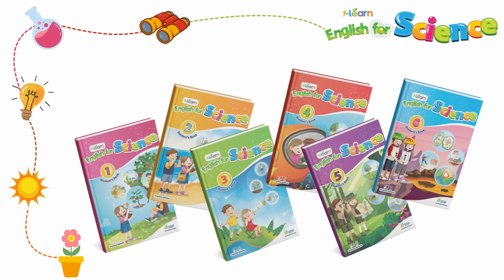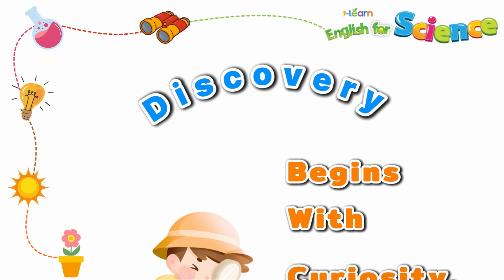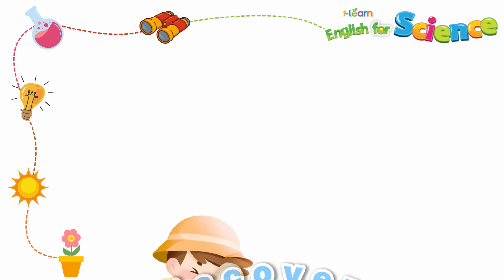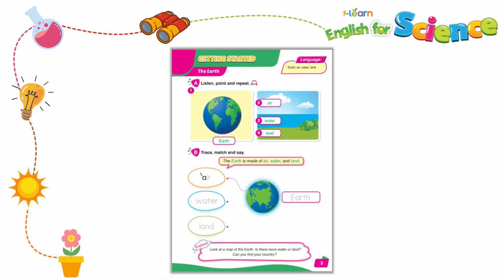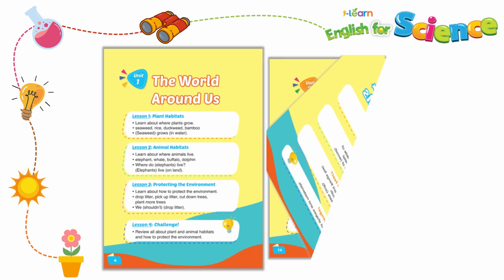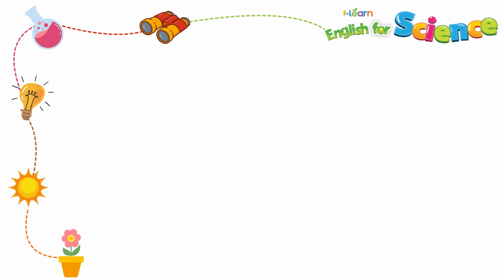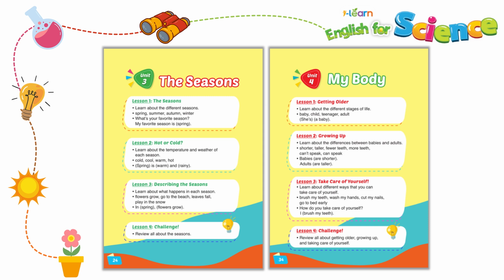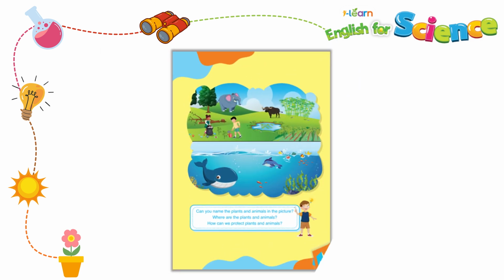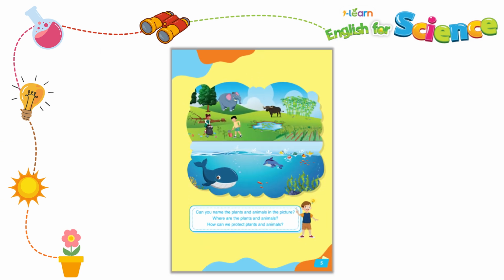In I Learn English for Science, discovery begins with curiosity. Every level opens with getting started, giving students a gentle introduction to key topics and vocabulary. Then come 4 engaging units, each designed around a clear structure. Each unit begins with the big picture, where all new vocabulary appears in one image, inviting students to connect ideas and share what they already know.